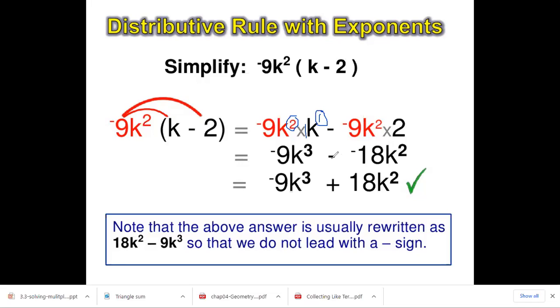And don't forget that you have minus and then negative. Negative times negative becomes what? Positive. Then we have 18k to the power of 2. So k to the power of 3 and k to the power of 2.